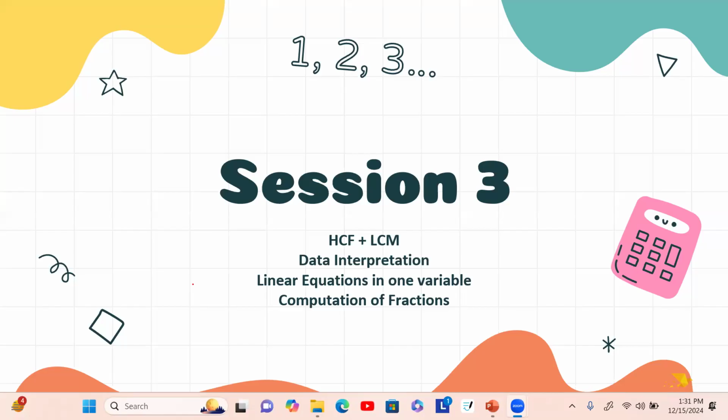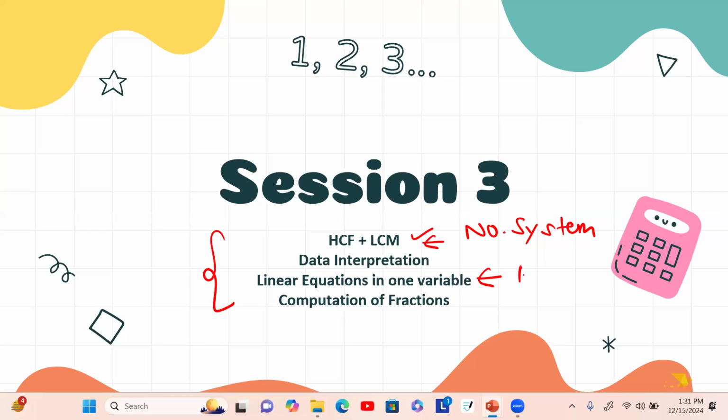All right. This is our third session on aptitude and the last session on quant. So we shall be covering these topics. HCF LCM, basically just like divisibility rule. It features under number system.